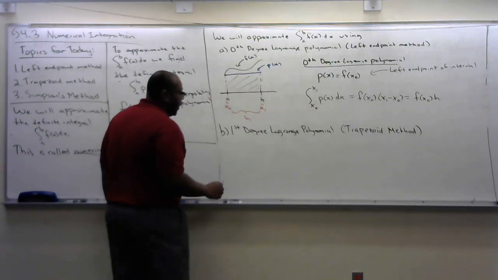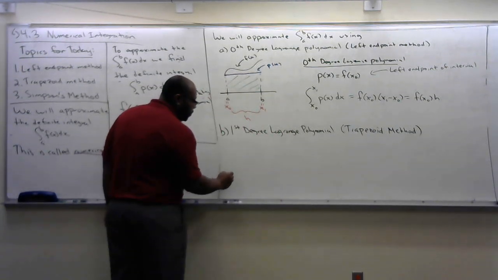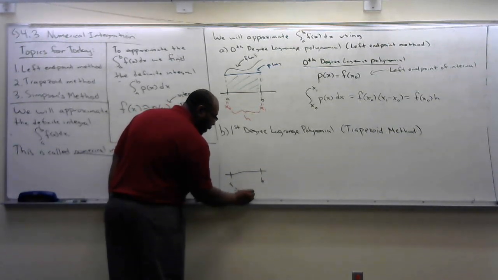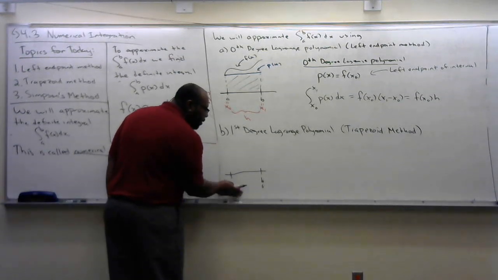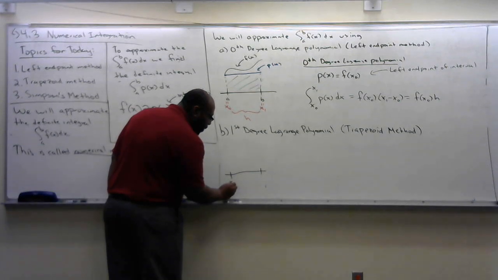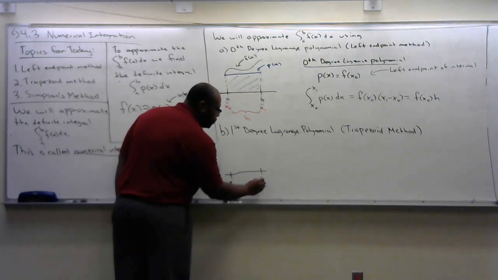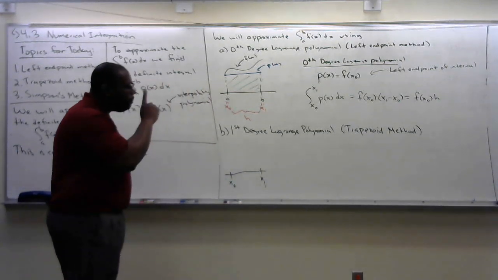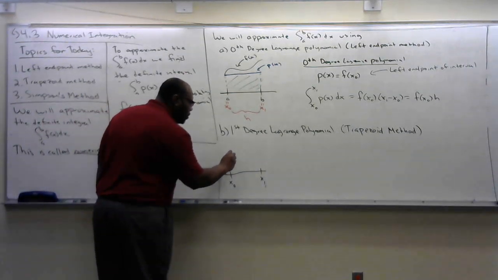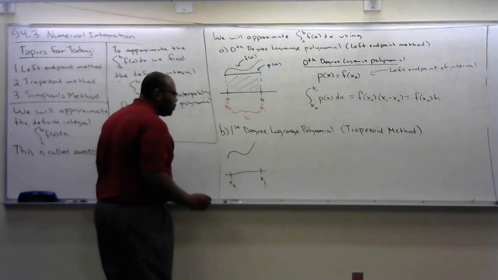Let me try this again, right? So let me draw a picture. Here's A and B. I can really call it x naught and x1. And let's just call it x naught and x1 from now on. And what we mean by x naught and x1 are just A and B. Okay. I have my function.